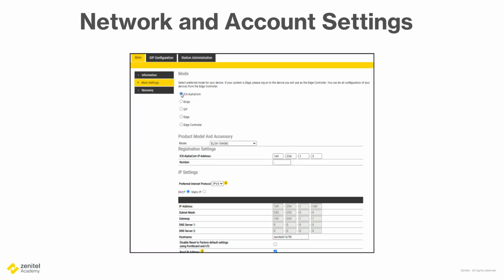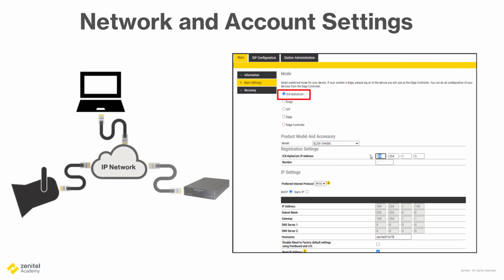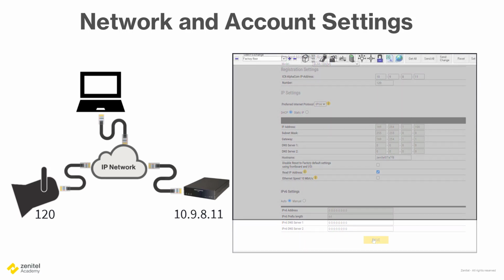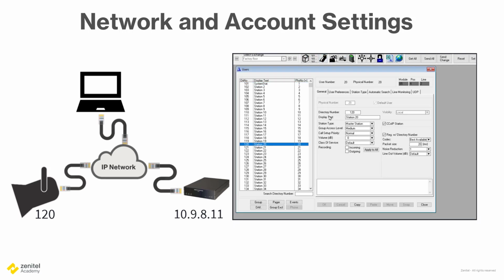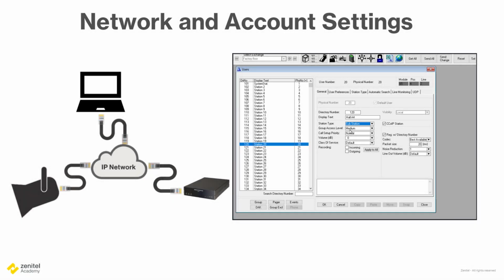If you are using the IP speaker in ICX Alpha COM mode, you need to enter the IP address of the ICX server, and the directory number of the IP speaker. You need to configure a corresponding setting in the ICX server, using the Alpha Pro configuration tool. After network and account settings are done, you should now be able to call to the speaker.